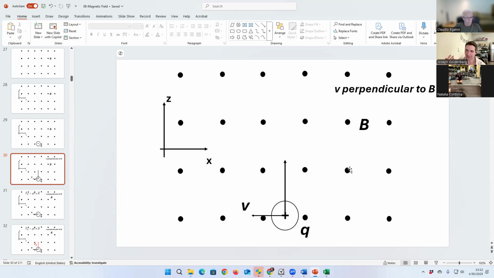Well, why does it go on a circle? Think about that. If the force were like that, what's going to happen to the velocity of the particle? It's going to go to the left. I know, but what's going to happen to the velocity? Is it going to increase, decrease, or remain the same? It's going to increase. Okay, good.